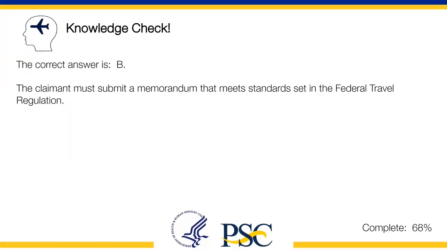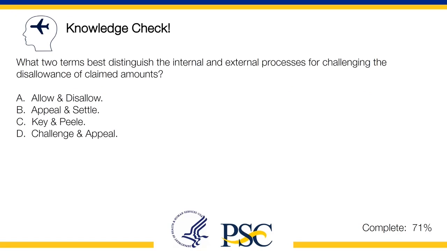The correct answer is B. The claimant must submit a memorandum that meets standards set in the Federal Travel Regulation. What two terms best distinguish the internal and external processes for challenging the disallowance of claimed amounts? A. Allow and disallow. B. Appeal and settle. C. Key and appeal. D. Challenge and appeal. Pause the video, consider your response, and then resume to learn the answer.